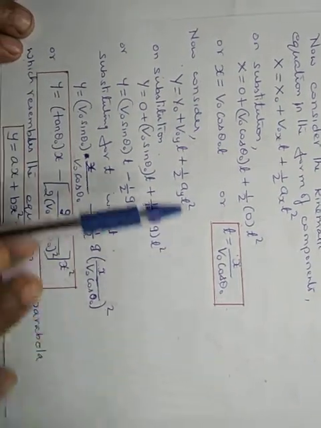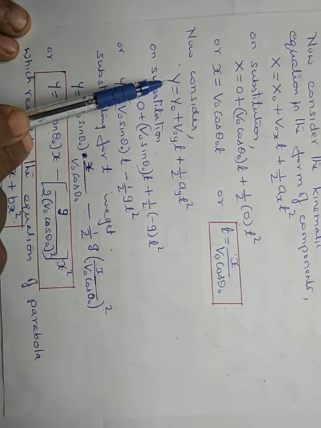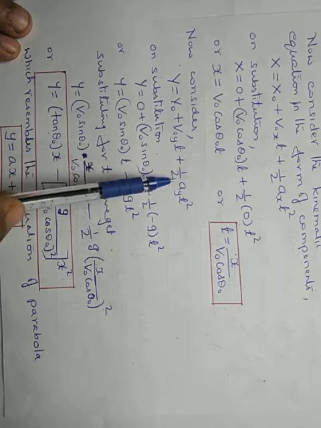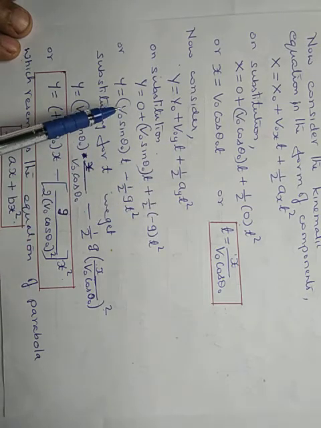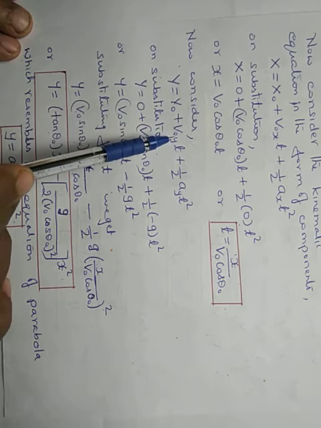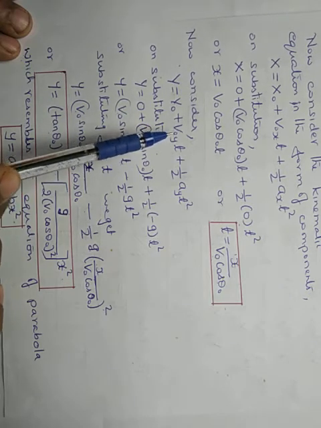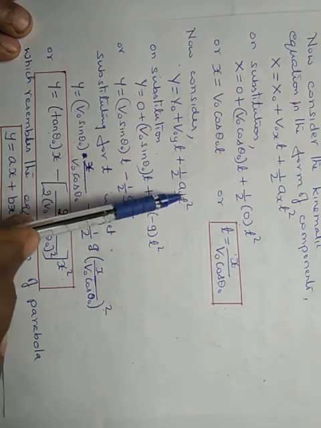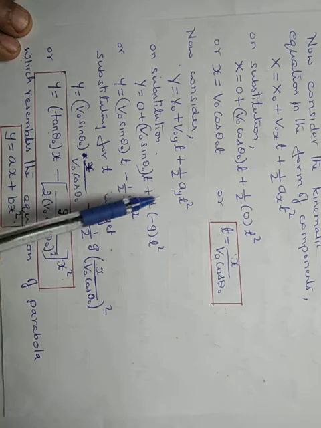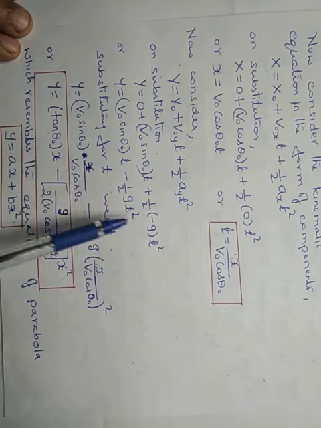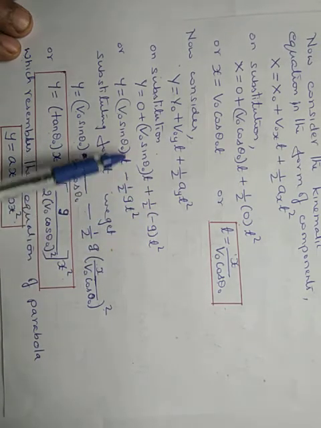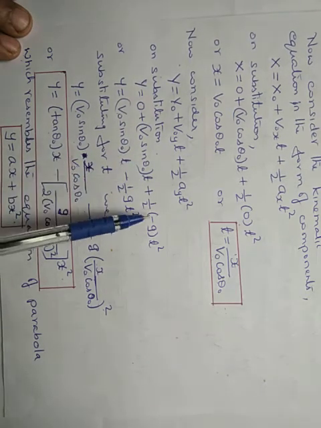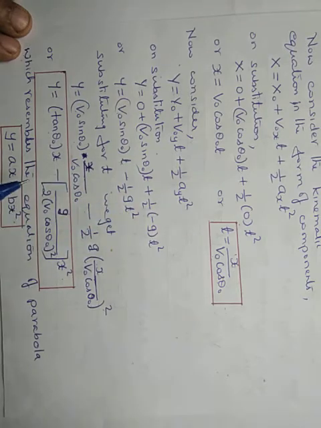Now, consider the second kinematic equation, that is y equal to y naught plus v naught y into t plus half a y t square. Substitute the values, y naught is 0, v naught y, the component of v naught along the y axis, is v naught sin theta naught into t plus half, what is the value for a y, that is minus g into t square. You will get plus into minus, minus, this term cancels, v naught sin theta naught t minus half g t square.